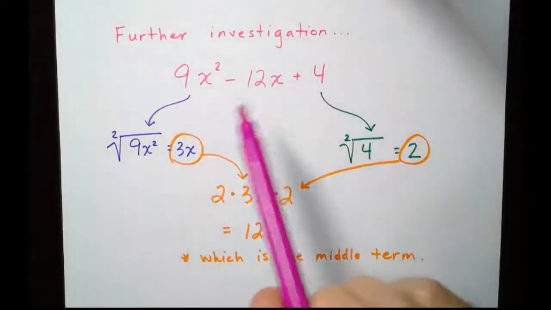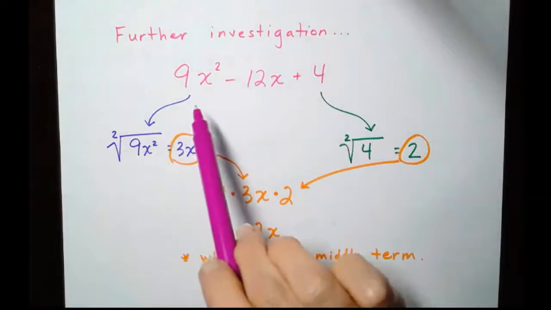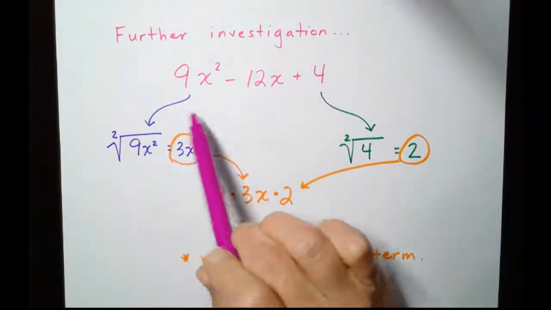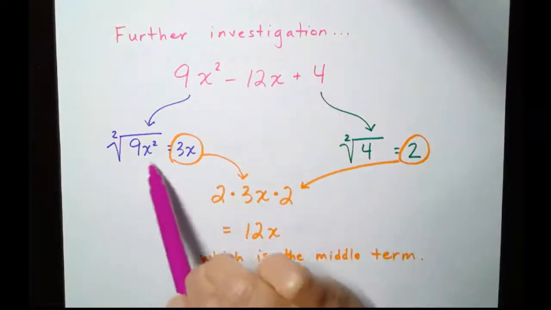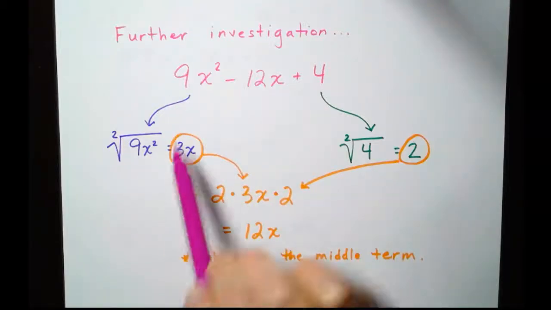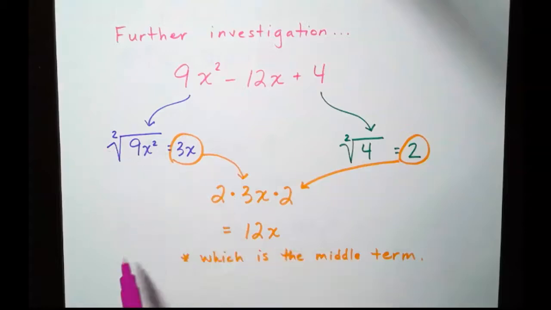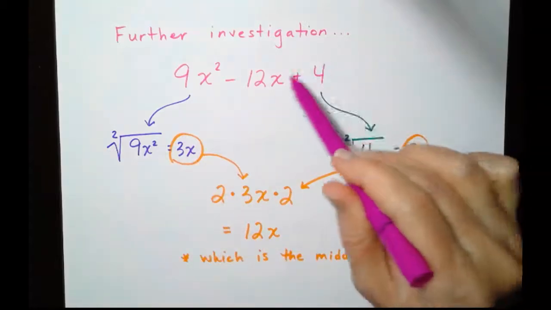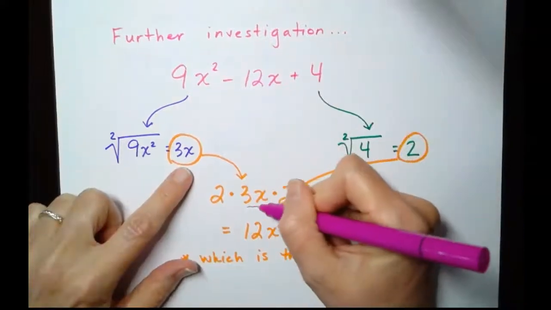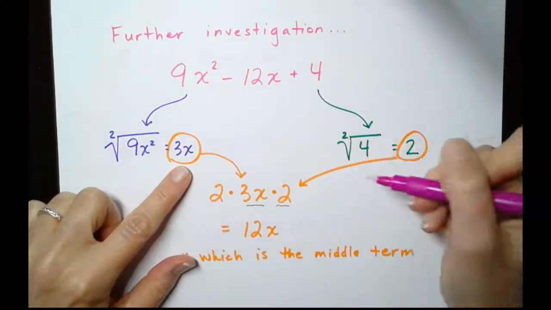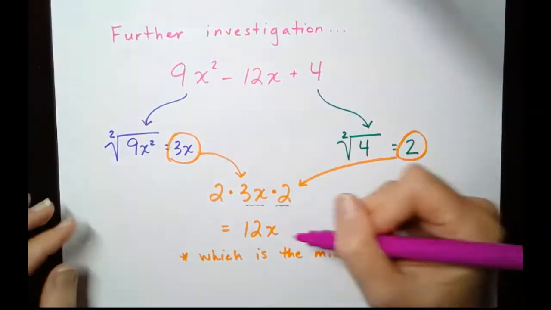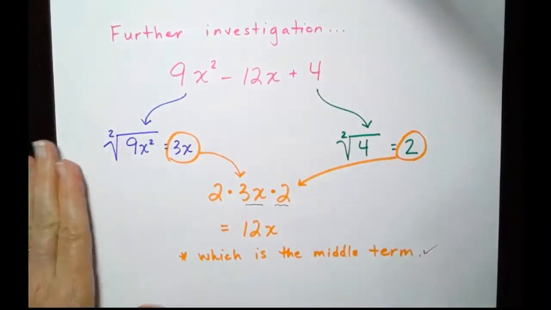So here's the same trinomial again: 9x squared minus 12x plus 4. Let's look at 9x squared and think about its square root. The square root of 9 is 3. The square root of x squared is x. Okay? The square root of 4 is 2. So when we take that 3x and multiply it by 2, we get 6x. Then we double it, we get 12x, which is the middle term.